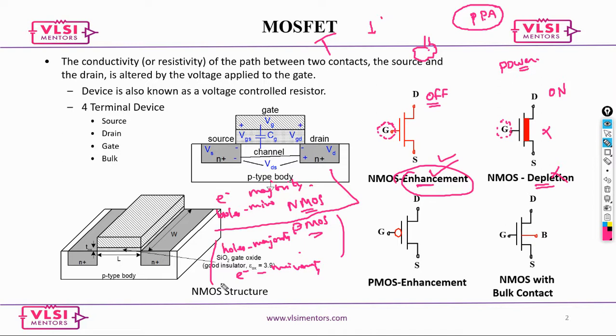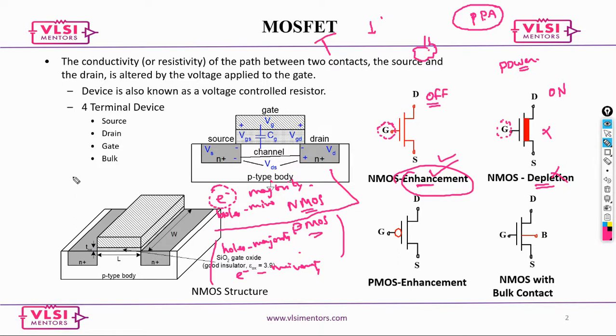Now, which is going to be faster? Is NMOS faster or PMOS faster? NMOS is going to be faster because electrons are always faster than the holes. Remember, these are all basic interview questions you should know. So NMOS is always faster than PMOS.